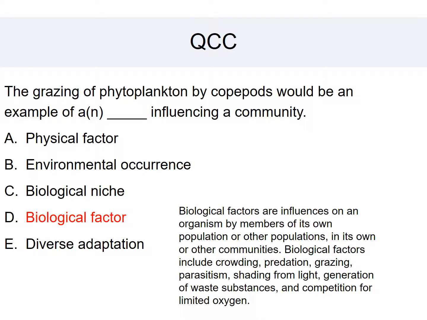If you answered D, biological factor, you answered the question correctly. Biological factors are influences on an organism by members of its own population or other populations in its own or other communities. Biological factors include crowding, predation, grazing, parasitism, shading from light, generation of waste substances, and competition for limited oxygen. And this concludes our first topic of this chapter.